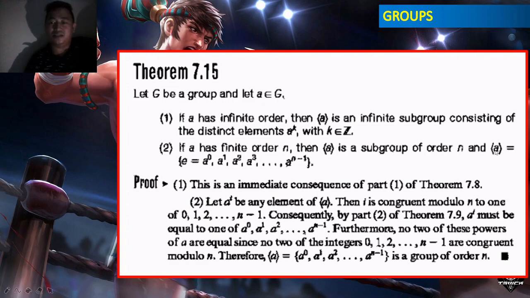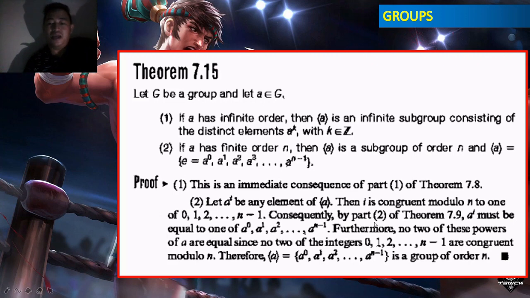This one is equal to e. The e is equal to a to the power of 0. So the elements are a to the power of 0 up to a to the power of n minus 1. Number 2 needs to be proved. Let a to the power of i be any element of the cyclic subgroup generated by a. Then i is congruent modulo n to one of 0, 1, 2, up to n minus 1.